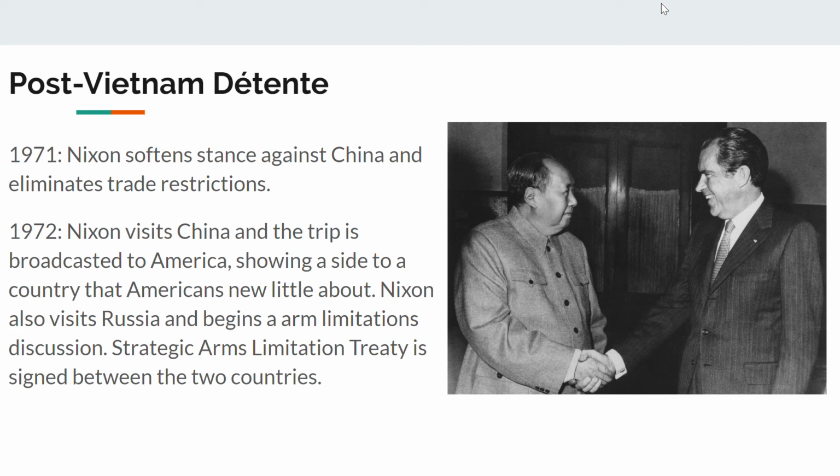Nixon also visits Russia and begins an arms limitation discussion, and SALT, the Strategic Arms Limitation Treaty, is signed between the two countries. And so this is really where the cool down for the Cold War begins to happen, and it's the end of chapter 27 as well.